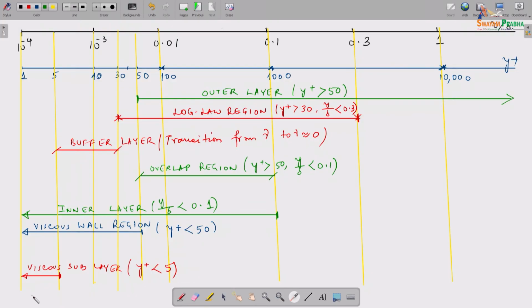So if I'm coming from the top to the bottom, y by delta is decreasing. Okay, I'm getting closer to the wall because the viscous sublayer is right here. Then you have a buffer layer, there is an overlap region, then an inner layer, then the viscous wall region, and then of course the viscous sublayer, which is y plus equal to 5. Okay, so I think that really takes care of that.